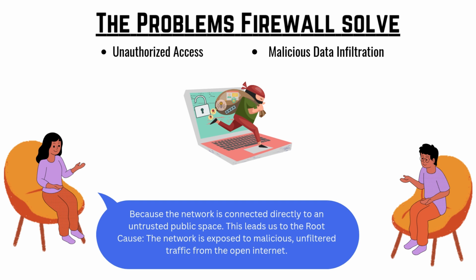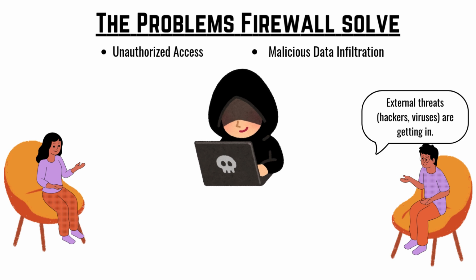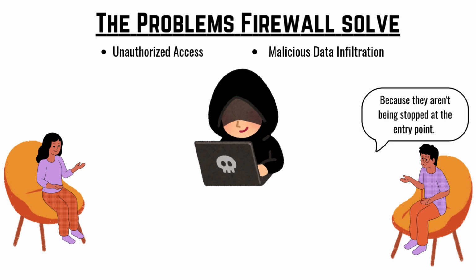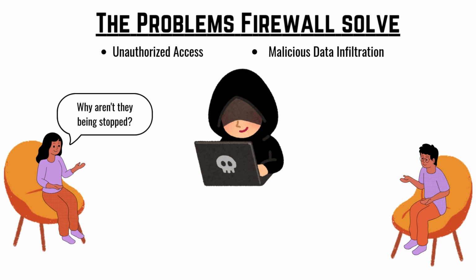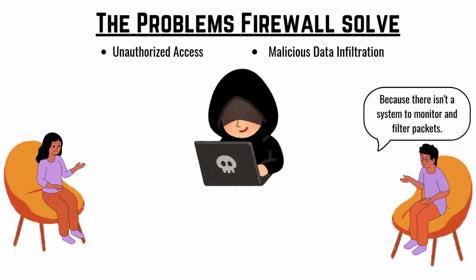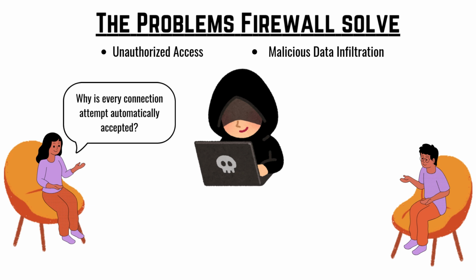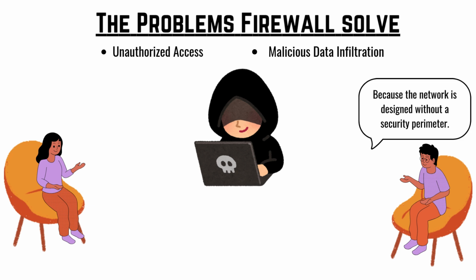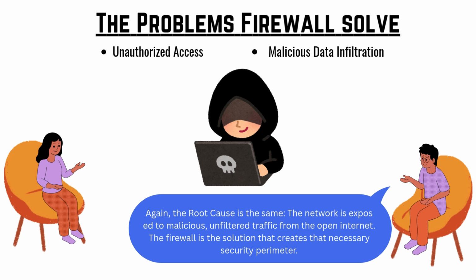Let's look at it from another angle. External threats, hackers, viruses, are getting in. Because they aren't being stopped at the entry point. Why aren't they being stopped? Because there isn't a system to monitor and filter packets. Why is every connection attempt automatically accepted? Because the network is designed without a security perimeter. Again, the root cause is the same. The network is exposed to malicious, unfiltered traffic from the open internet.